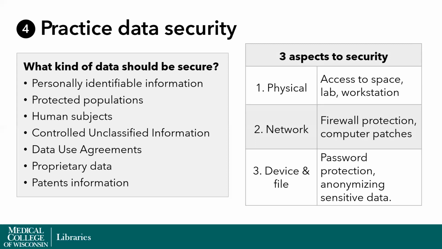You're also looking at your network. This is making sure that your computer patches are up to date, and that there's firewall protection on the network that you're working on. There are different networks on campus. MCW has a network, Freighter has a staff and public network, so making sure you're connecting to the right network that's going to offer you security is important. And then devices and files. This is password protection for your files and anonymizing sensitive data.